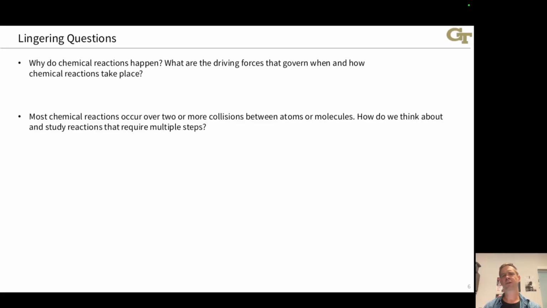The second question is really about mechanism. Most chemical reactions occur over two or more collisions between atoms or molecules. Many reactions are really built up of more than one reaction happening in sequence, in other words. How do we think about these reactions that happen in a sequence of multiple steps, and how do we study these? This is something you'll also touch on in more advanced discussions in your introductory chemistry courses.